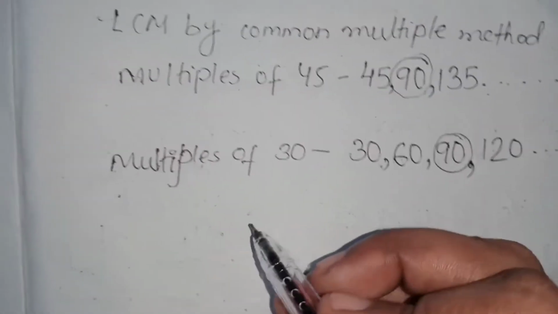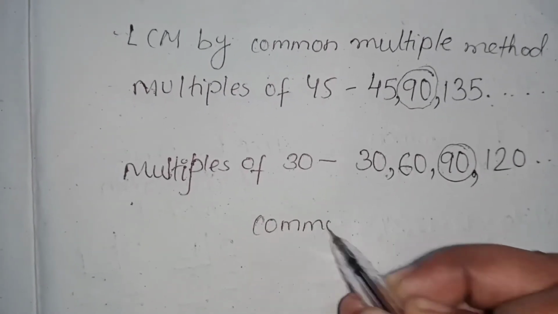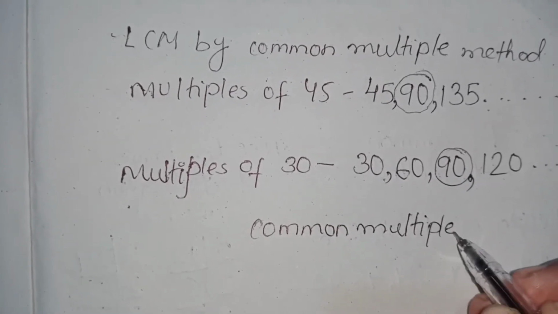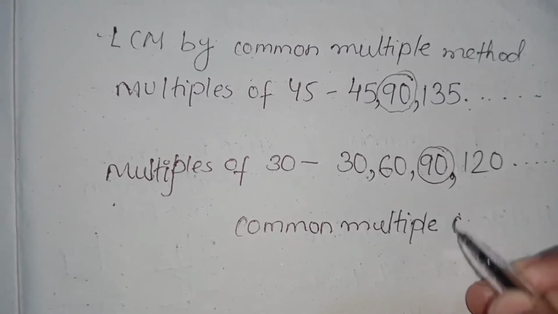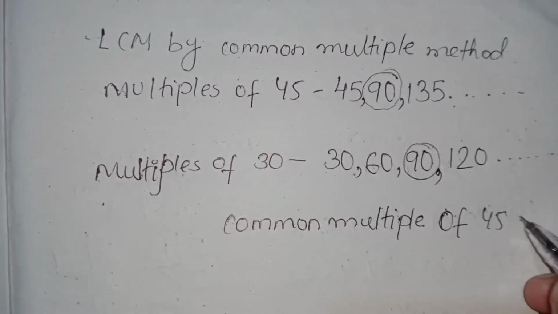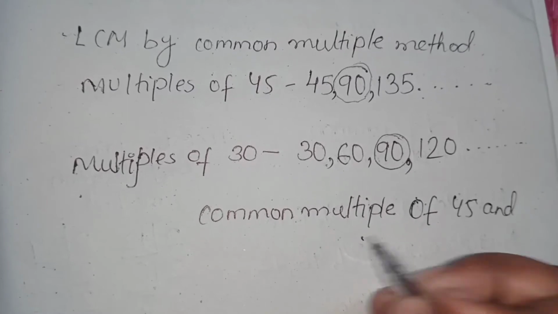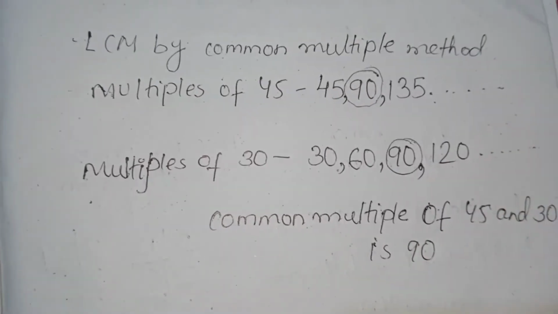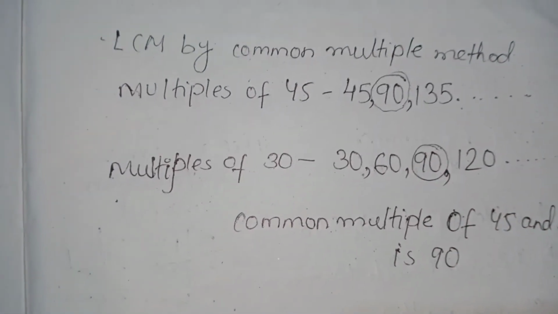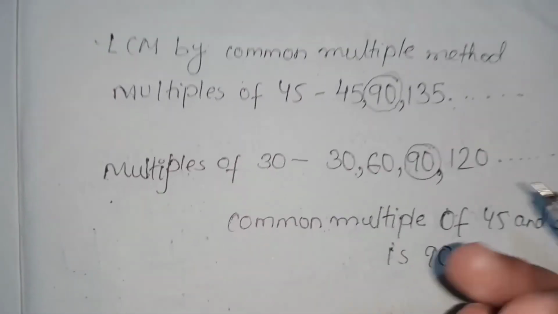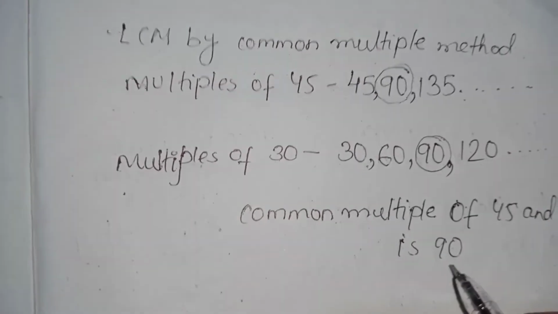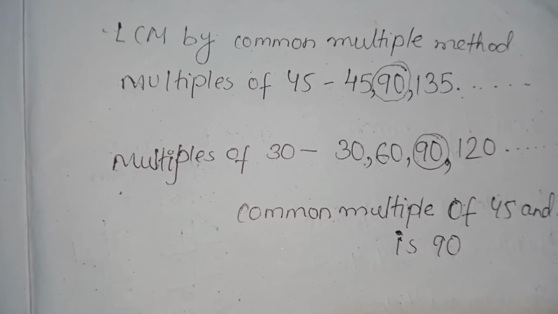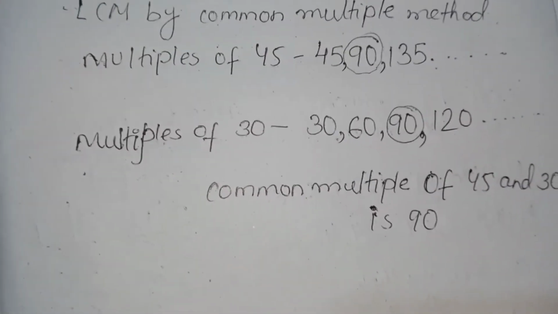Okay, so what is the common multiple? Common multiple of 45 and 30 is 90, and so many others. If I write more multiples, I'll get more common ones. But here LCM is what? The least one, the smallest one, the first one. So I got it. So why write so many multiples? No, I have got the first one. So that is why I have not written all the multiples.